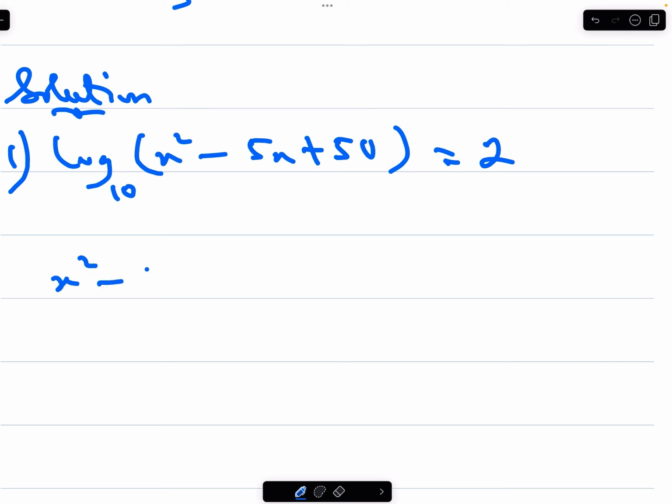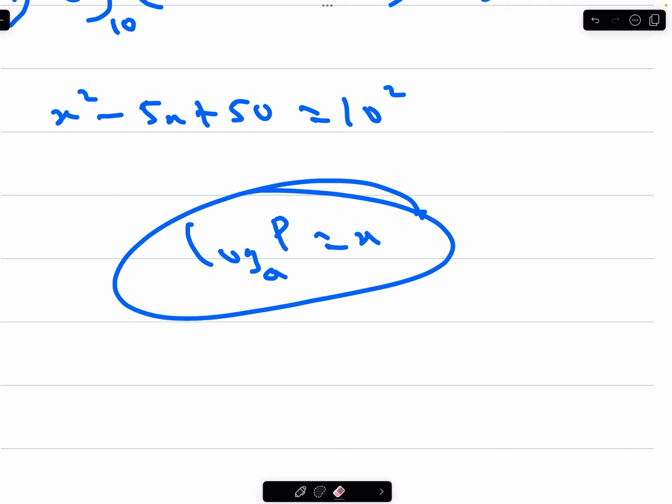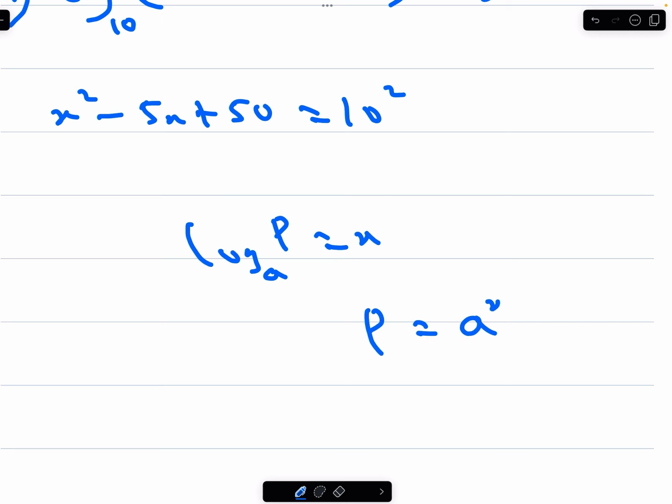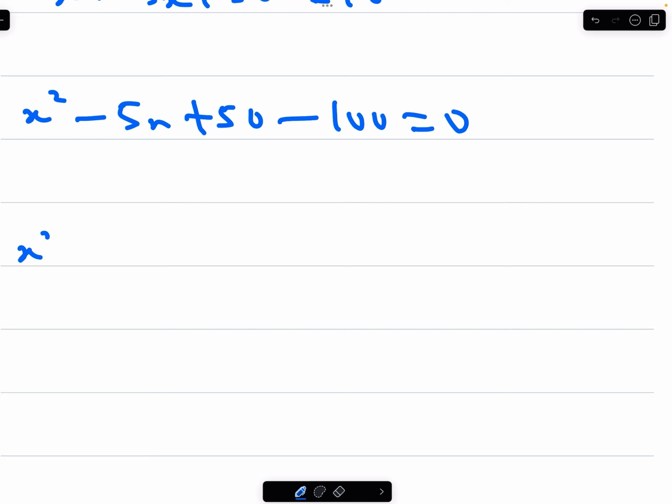minus 5x plus 50 equals 10 raised to power 2. We remember that if log p base a equals x, this is the logarithmic form. In index form, it becomes p equals a raised to power x. So that's the same thing we have done here. Now, what do we have? This is the same as x squared minus 5x plus 50, and 10 squared is 100. When it comes to the left-hand side, it becomes minus 100 equals 0. And that's the same as x squared minus 5x minus 50 equals 0.